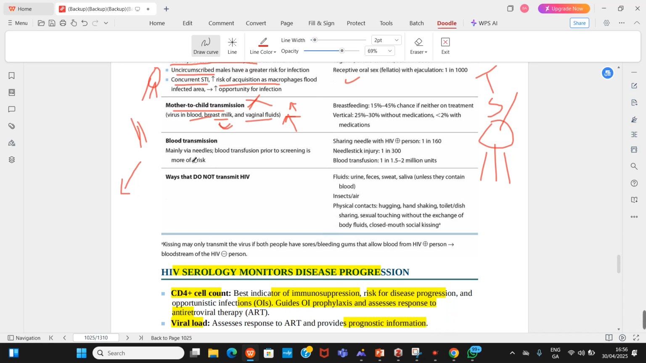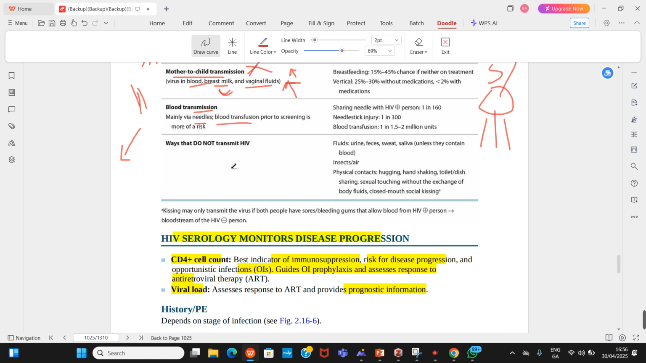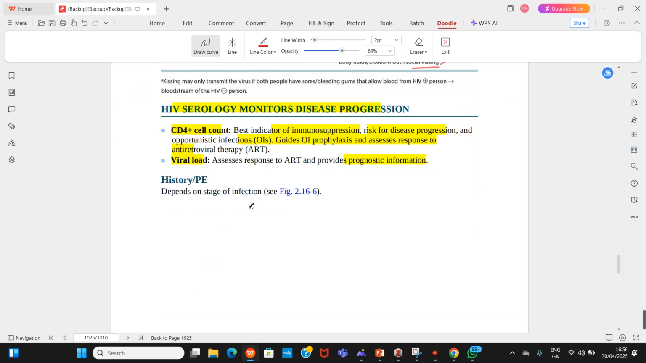So blood transfusion, of course, sharing needles, blood transfusion too, can also be a means of transmission. So ways in which we don't spread HIV: contact with urine, fecal matter, sweat, saliva, even organ, kissing, toileting, and everything. But it can only be gotten through kissing if the person has a bleeding lesion in the mouth.